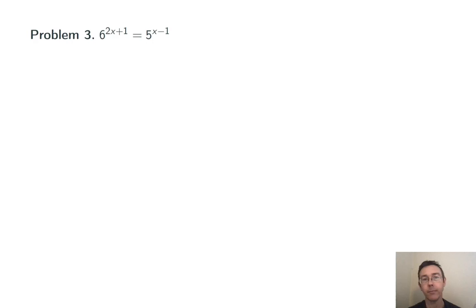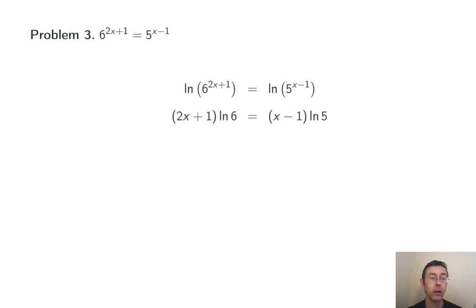Problem 3. 6 to the 2x plus 1 equals 5 to the x minus 1. Okay, here we can't just use the one-to-one property like we did on the first warm-up problem because the bases are different on both sides. Instead, we have to rely on some properties of logarithms to solve this one. I'm going to take the natural log of both sides and then use the fact that the natural log of something to a power is the power times the natural log of the thing.